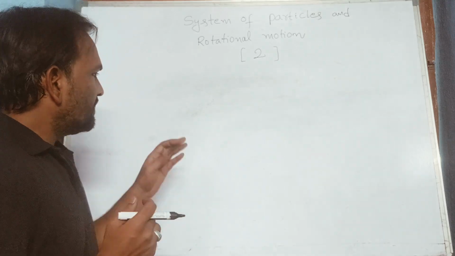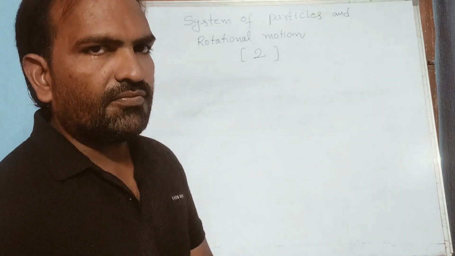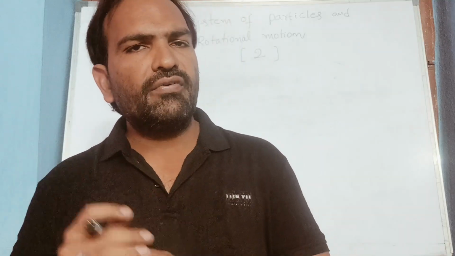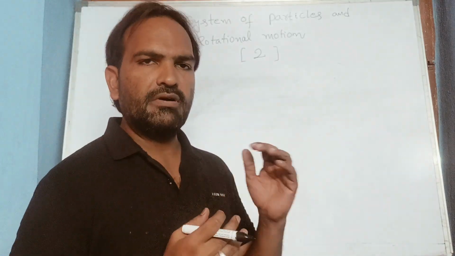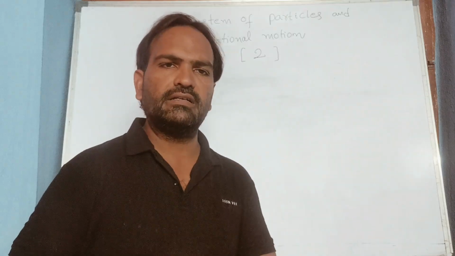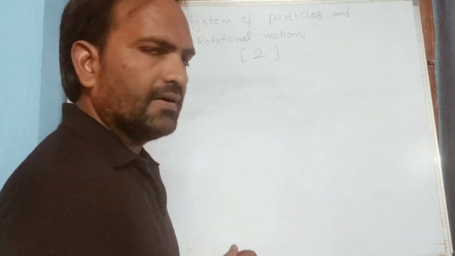So basically, what is the center of mass of a body? The center of mass of a body is a point where the entire mass of the body is concentrated. That point is called the center of mass.